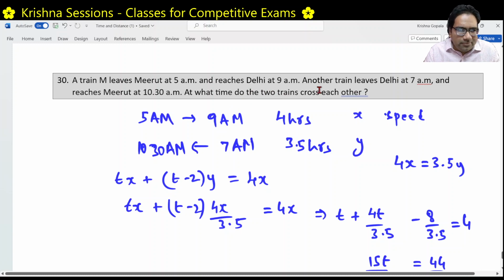We don't know what that time is. Obviously, this time should be greater than 7 a.m., right? Because till 7 a.m., the second train is not even starting. We know that the crossing is after 7 a.m. only, but we don't know what that t is. Now, let's say after some time t, these two are meeting. It could be after 5 hours, not 4 hours. After 4 hours, the train will end.